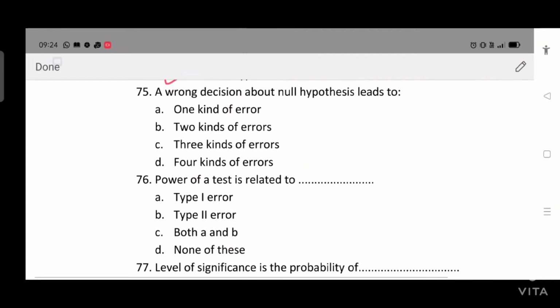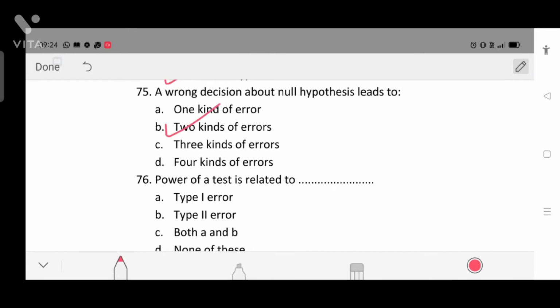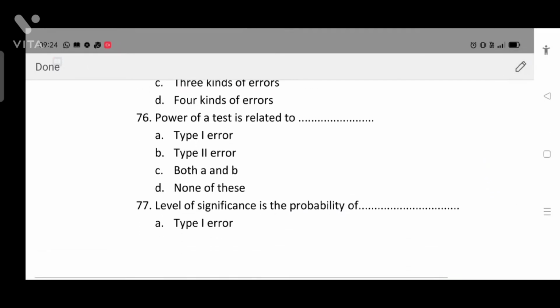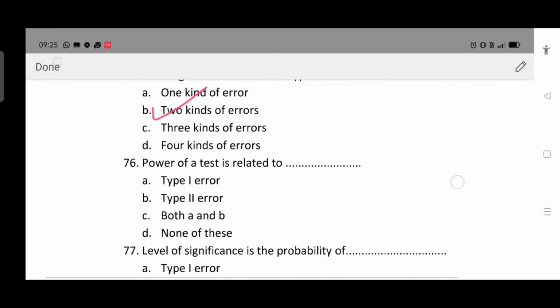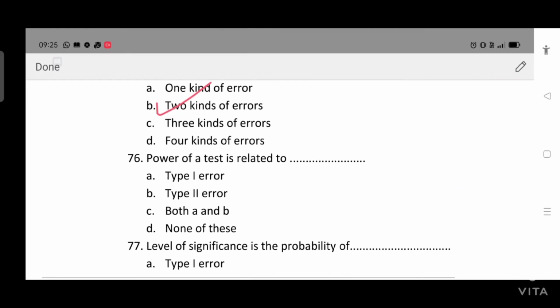A wrong decision about null hypothesis leads to. Question number 75. B, two kinds of error. The power of a test is related to A, B, C, D. Question number 76. Answer B, type second error.